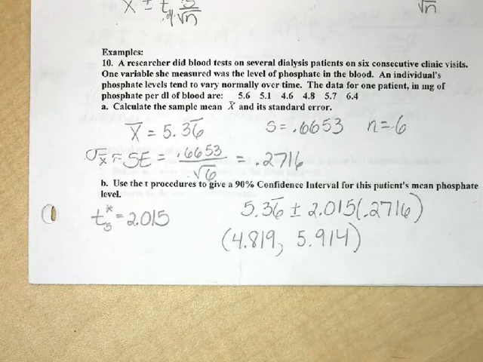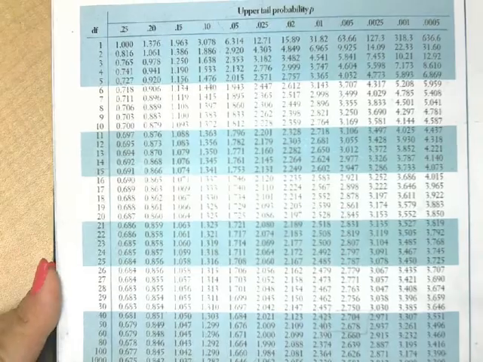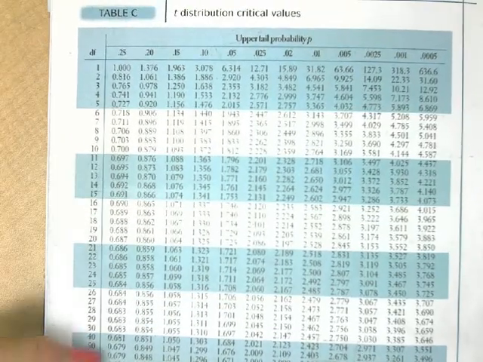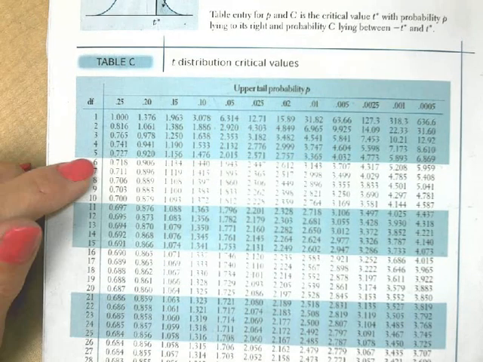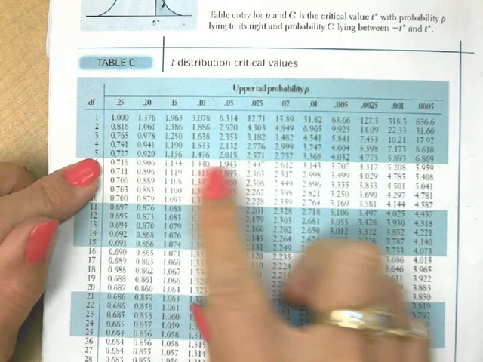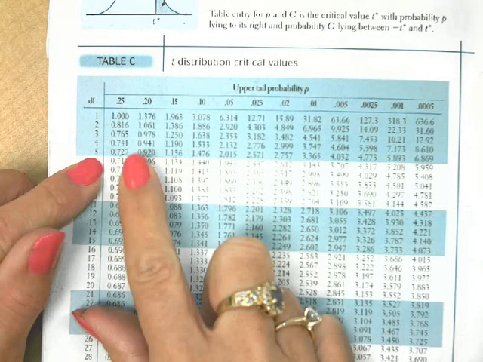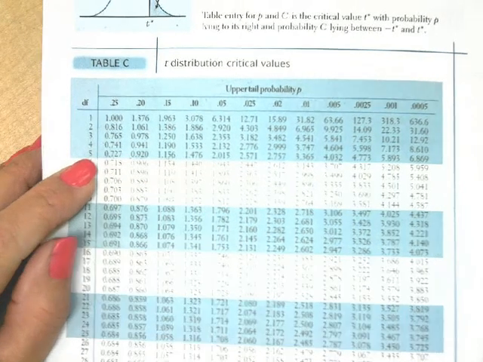So let's look in the back of the book. In the back of the book, we've used this table before. And this table has degrees of freedom along here. And our sample size was 6. So we are said to have n minus 1 degrees of freedom, so 5 degrees of freedom. And I wanted to find a 90% confidence interval.